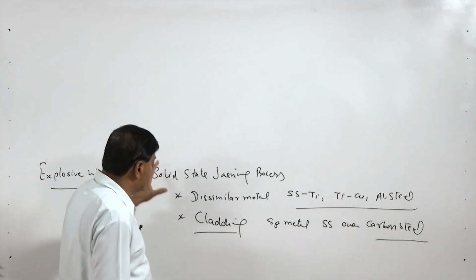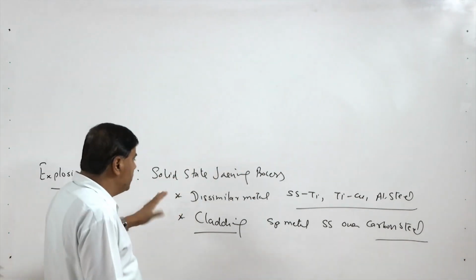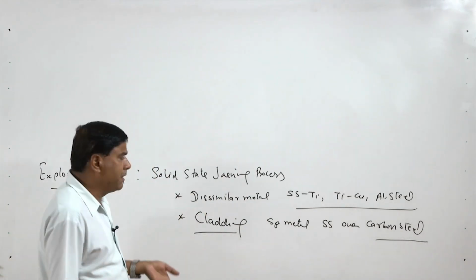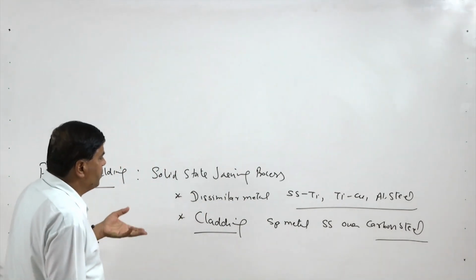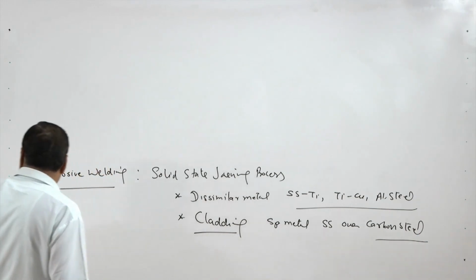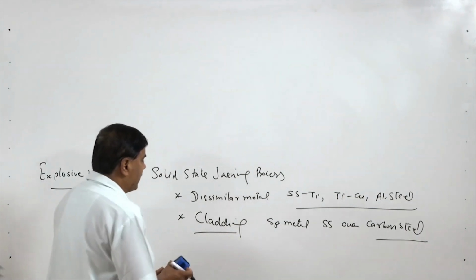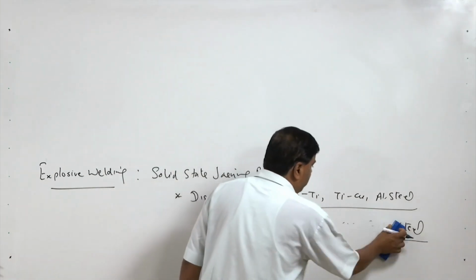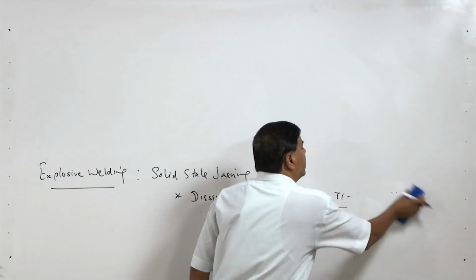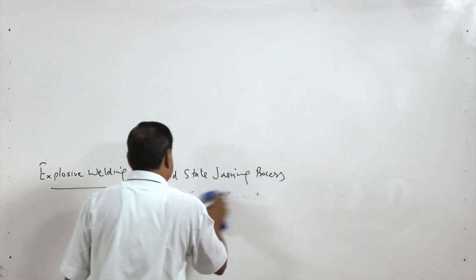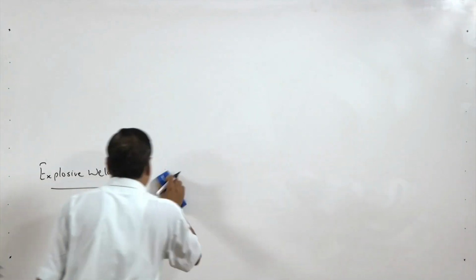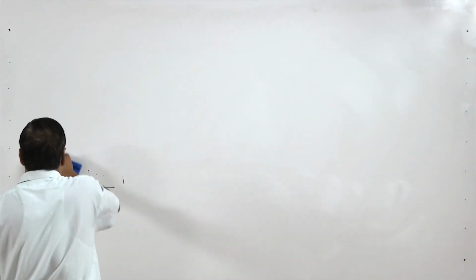So, primarily this is another solid state joining process which is used mainly for joining dissimilar combinations which otherwise cannot be implemented or developed using the other welding processes, and for the cladding purpose, for protection of the base metal from corrosion or other aggressive environments. Now, we will see how this process works, and what the important elements related to this process are.